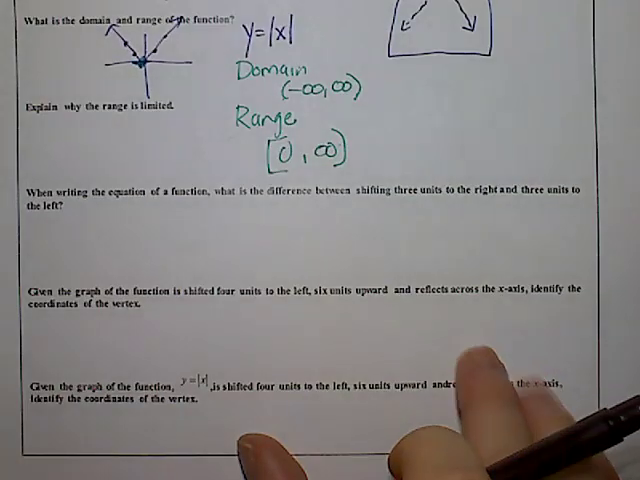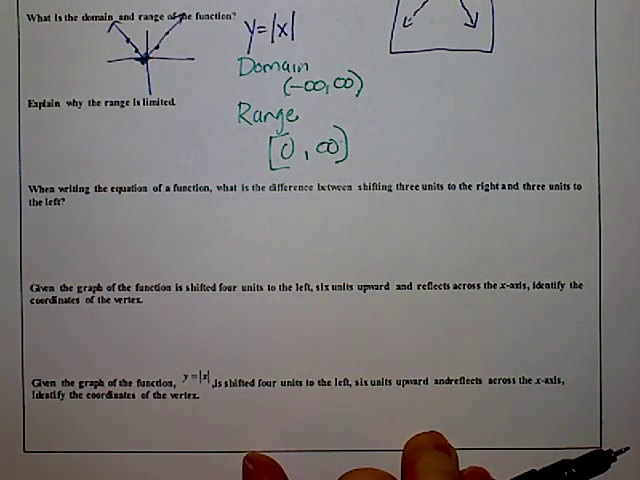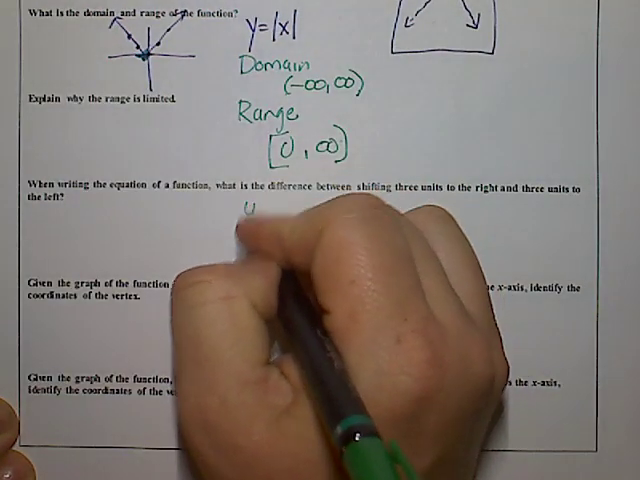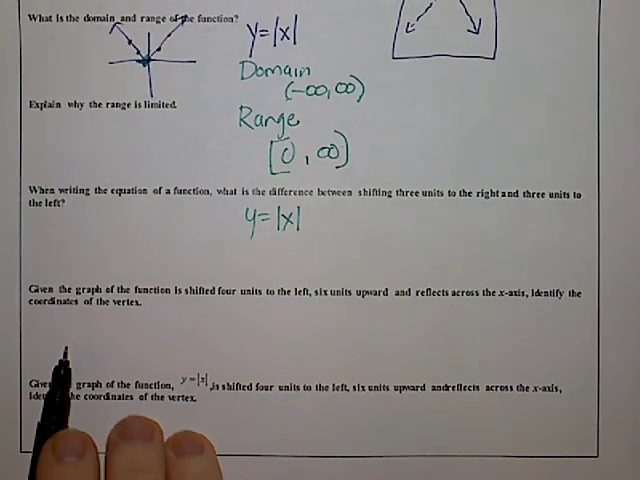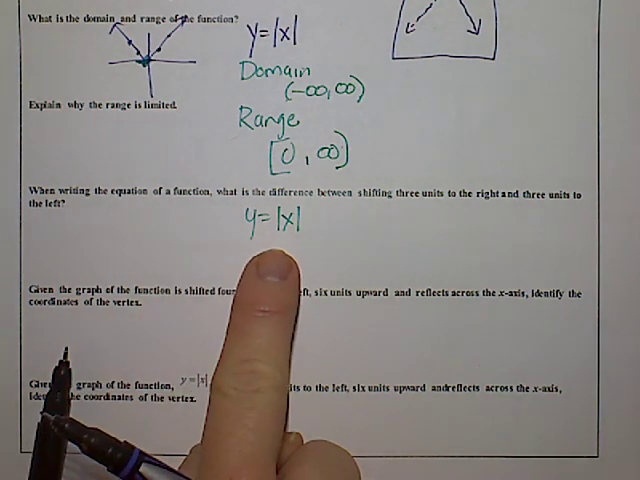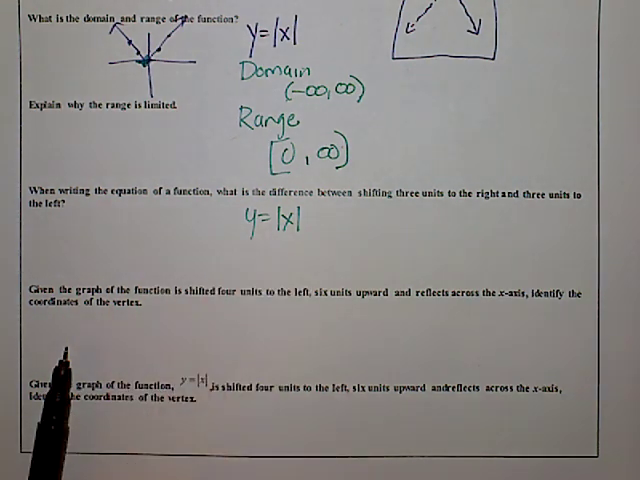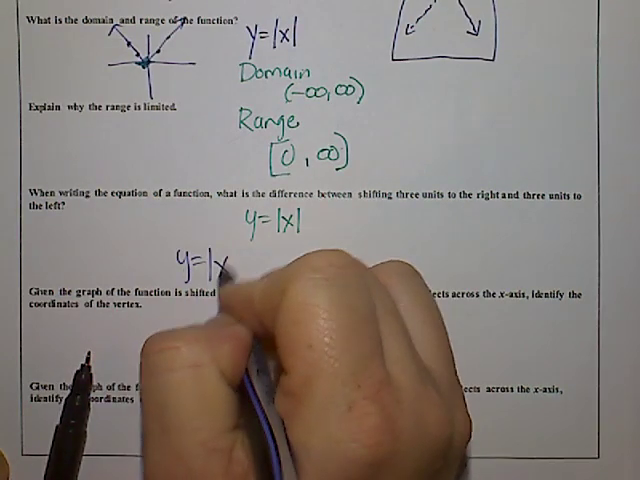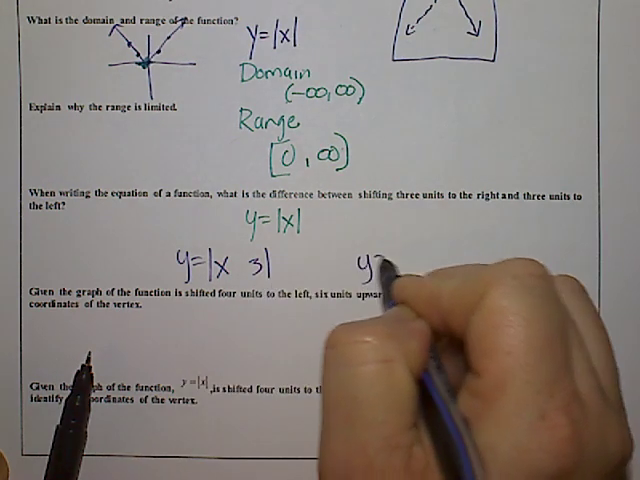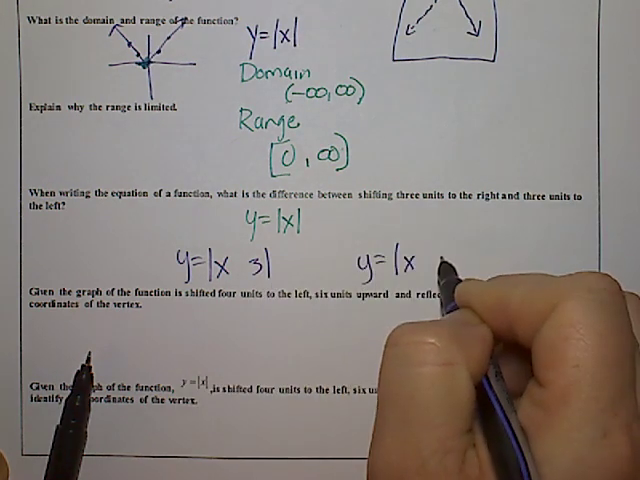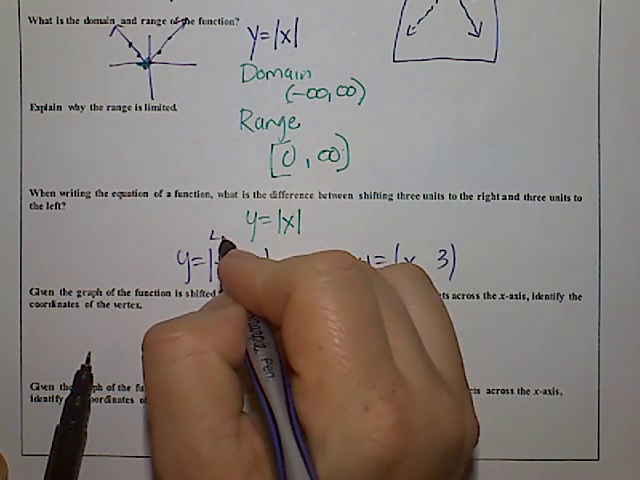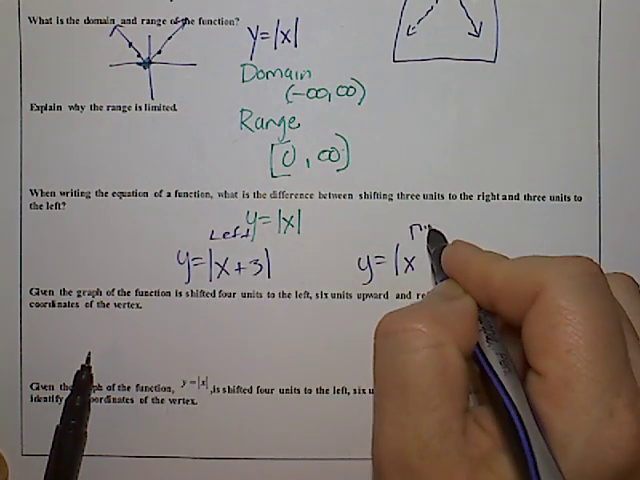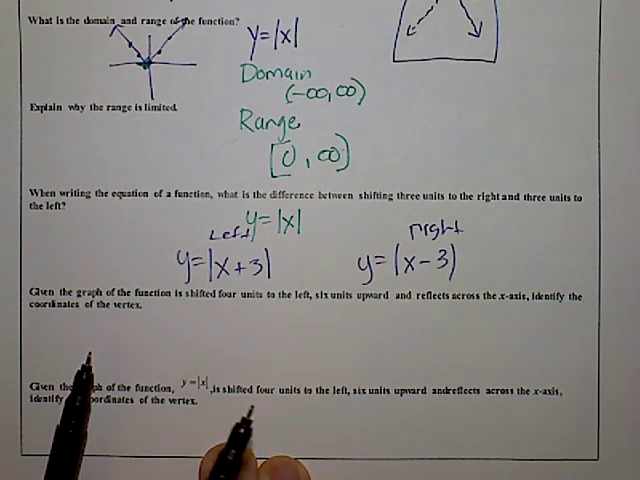Okay, go down to the next one, please. When writing an equation, what is the difference when you're given this parent function? What is the difference when you write an equation that is going to shift to the left 3 or one that shifts to the right 3? You can verbalize this with your partner. What does it look like if you shift to the left 3? What does it look like if you shift to the right 3? Remember, it lies to you. So when it goes to the left, it's plus 3. When it goes to the right, it's minus 3.